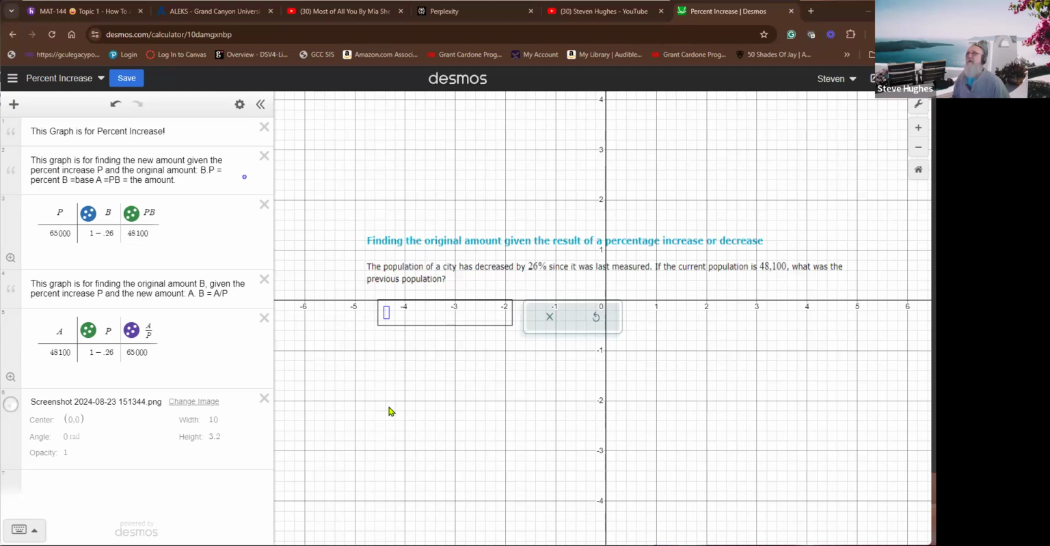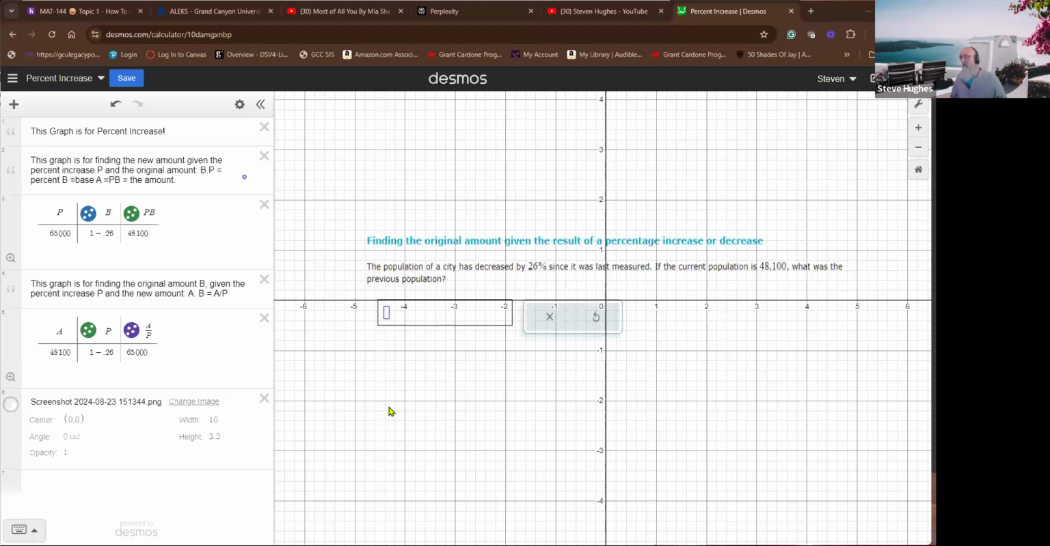Today we're talking about a question dealing with percent increase. The question says if the population of the city decreased by 26% since it was last measured, and the current population is 48,000, what was the previous population? All right, so first question is, what are we trying to find? We are trying to find the original population.